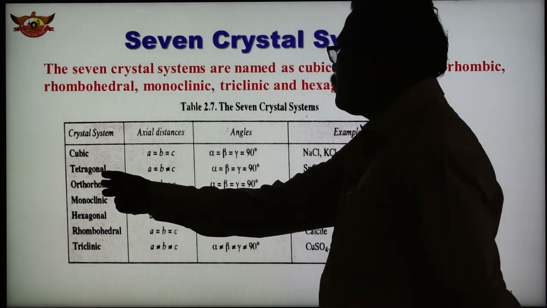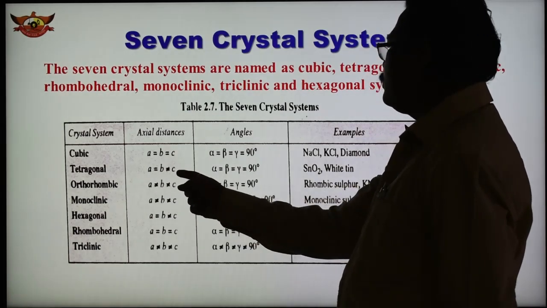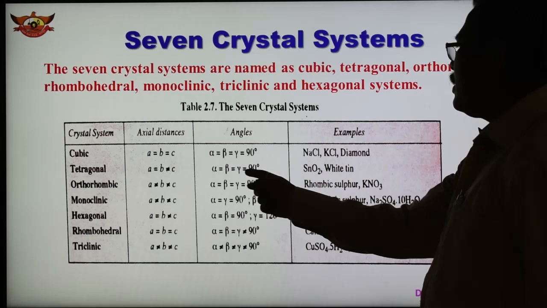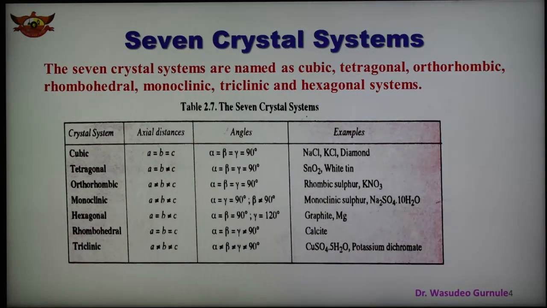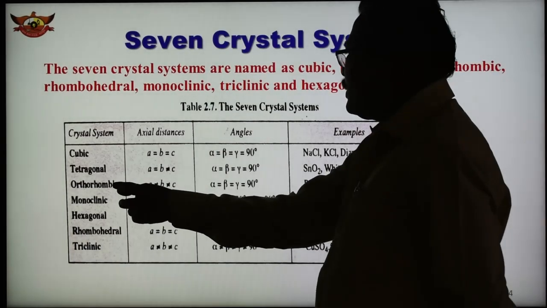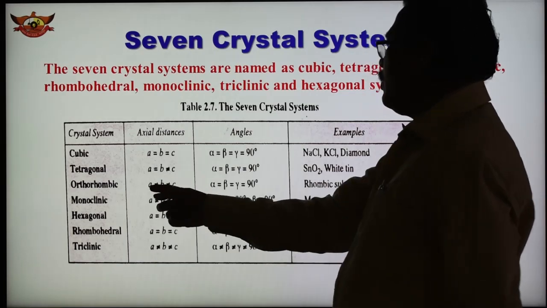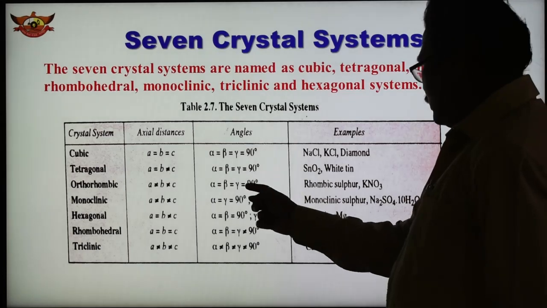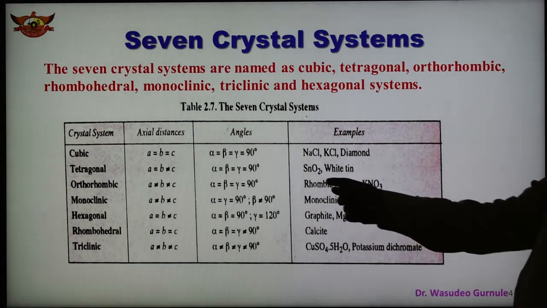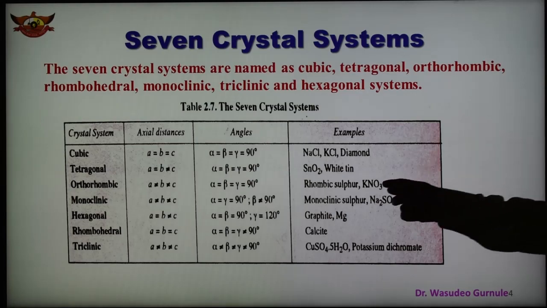Second is tetragonal, where A equals B, but B is not equal to C. Here alpha, beta, gamma are again 90 degrees, and examples are SnO2 and white tin. In the case of orthorhombic, A is not equal to B, which is not equal to C. All three of A, B, C are different, and the angles alpha, beta, gamma are 90 degrees. Examples are rhombic sulfur and potassium nitrate.